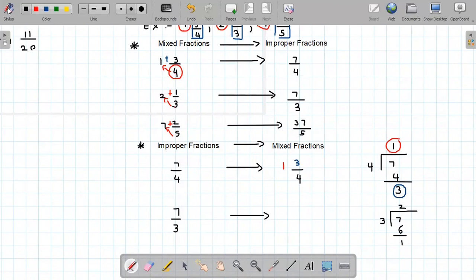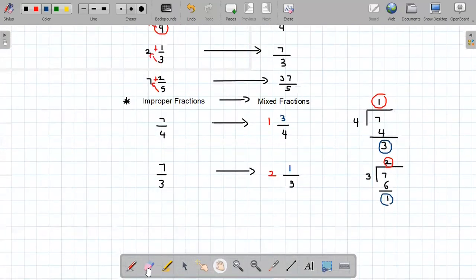So this 2, I have to put it here. Then I'm not going to change the denominator. 3 is here, right? So the remainder, I'm going to put it as the numerator. It's very easy, right? 2 and 1 over 3. That's the mixed fraction we are getting for the improper fraction 7 over 3, right?